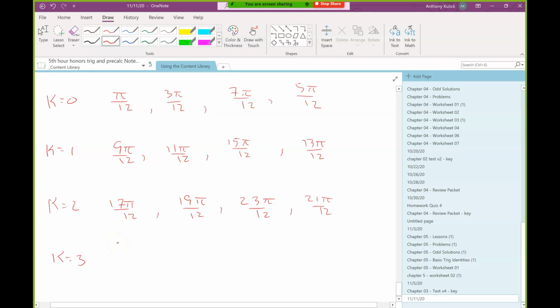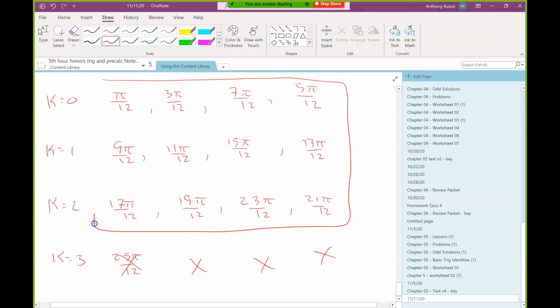If I do it again, so I'm adding another 8/12, that's going to be 25 pi over 12, and that's now too big, right? And notice that that was the smallest one of the previous 4. If that one's too big, all of the rest of these have got to be too big also. So these are my answers. We should just go back and reduce these when possible.